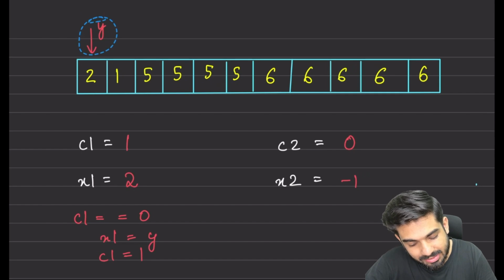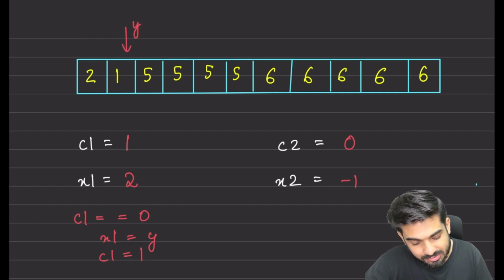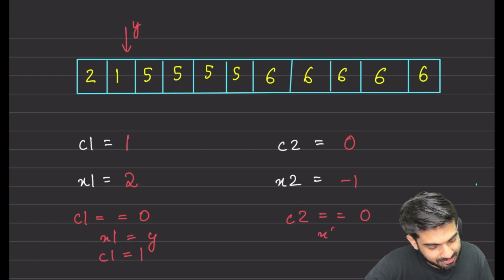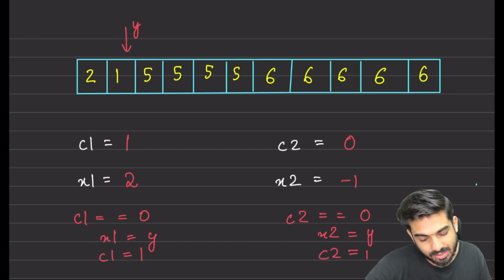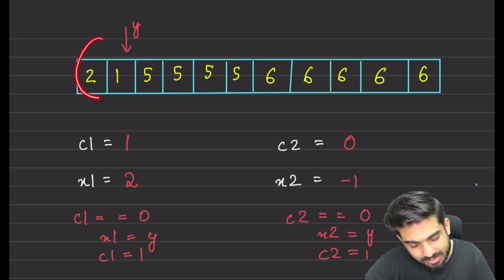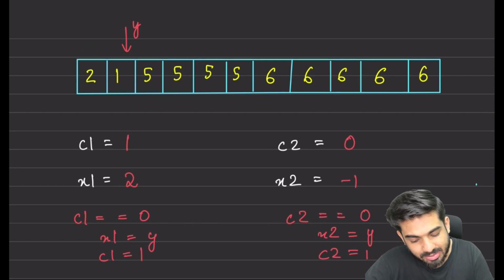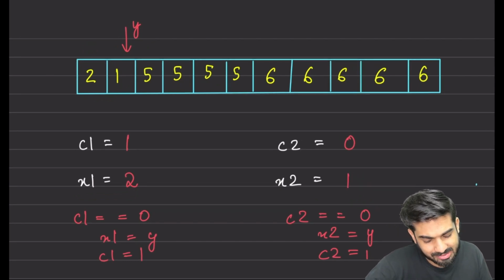As soon as we go to the next element, we see 1 is present. C1 is not 0, so the next condition we can think of is if C2 is 0. What do you think we will try to do? We will say X2 is equal to Y and C2 is equal to 1. So now you have two elements with equal votes, and X2 will also get updated to 1. I think till here this makes sense.